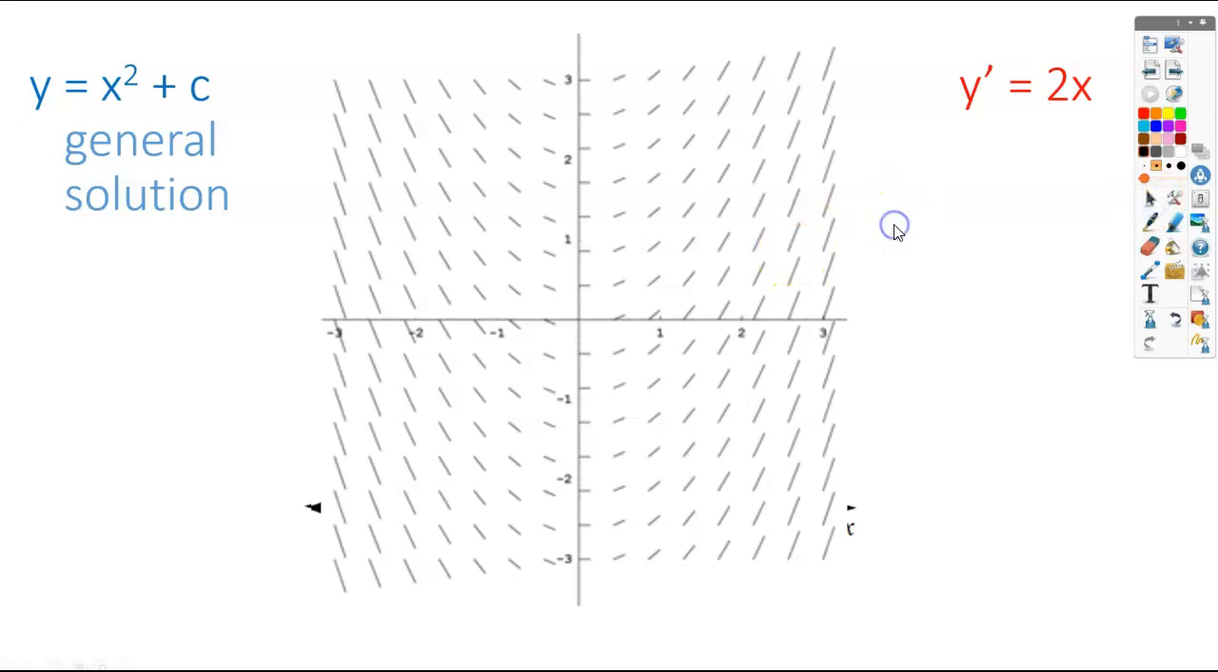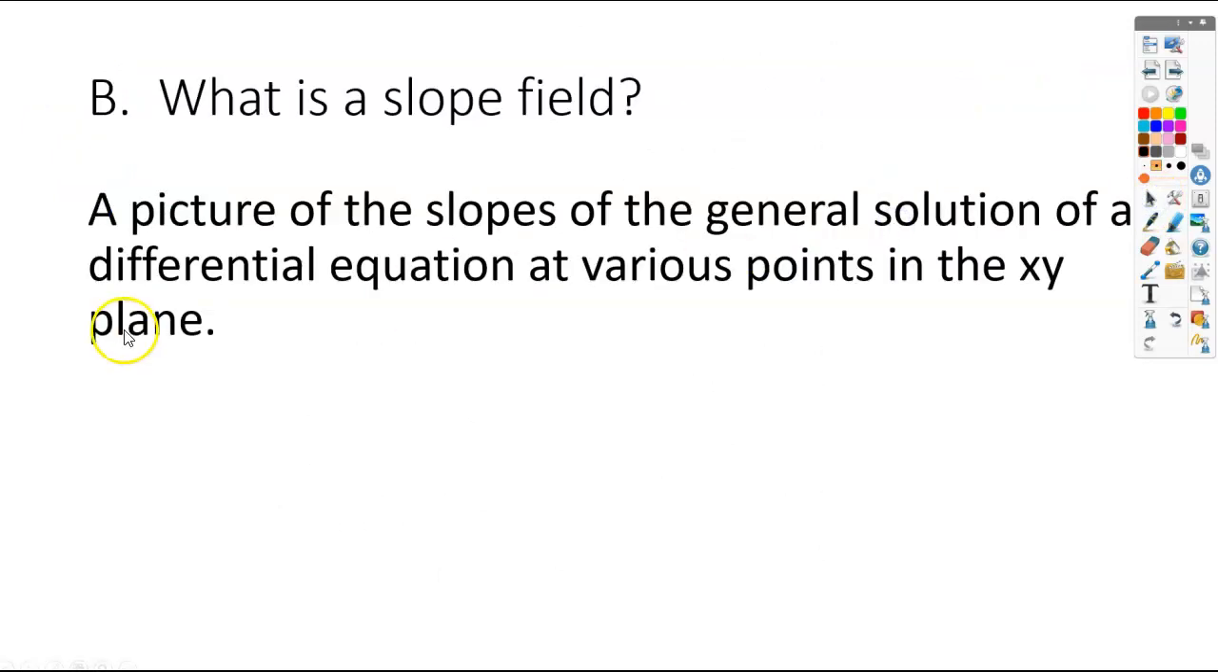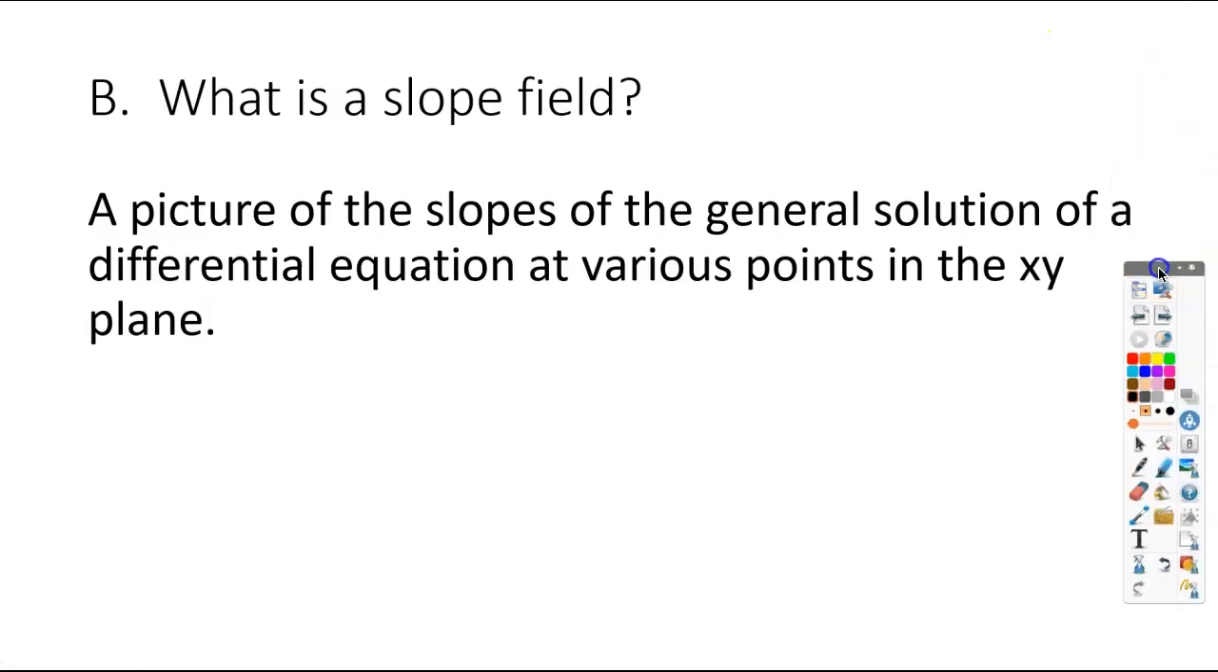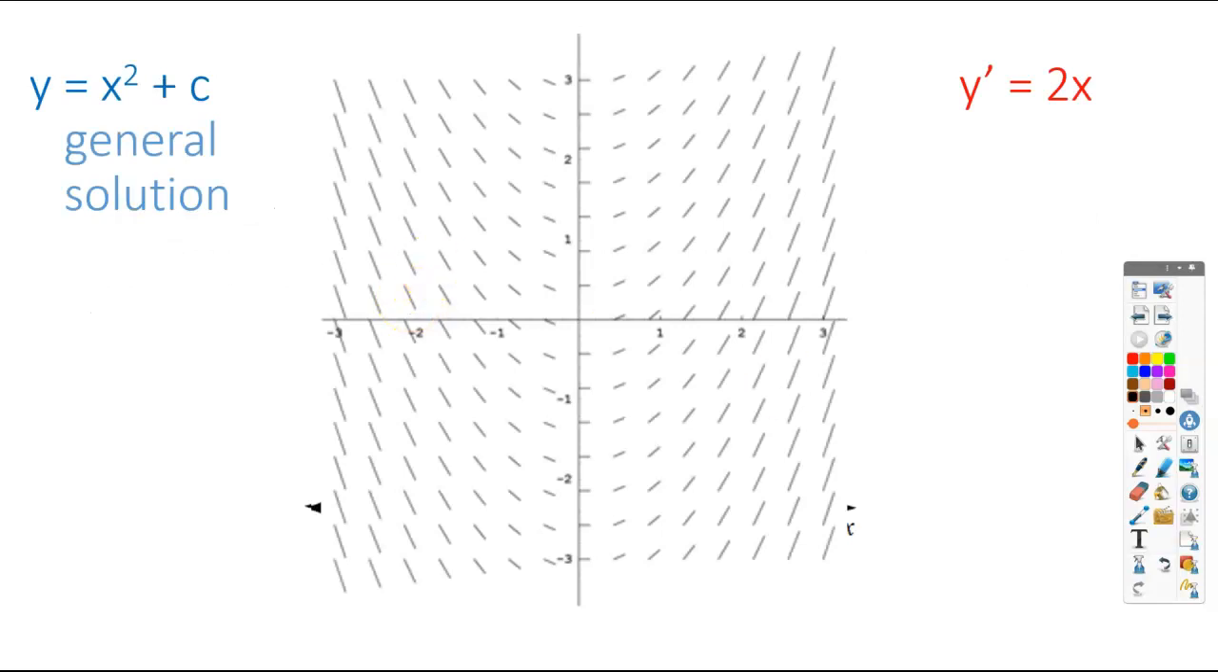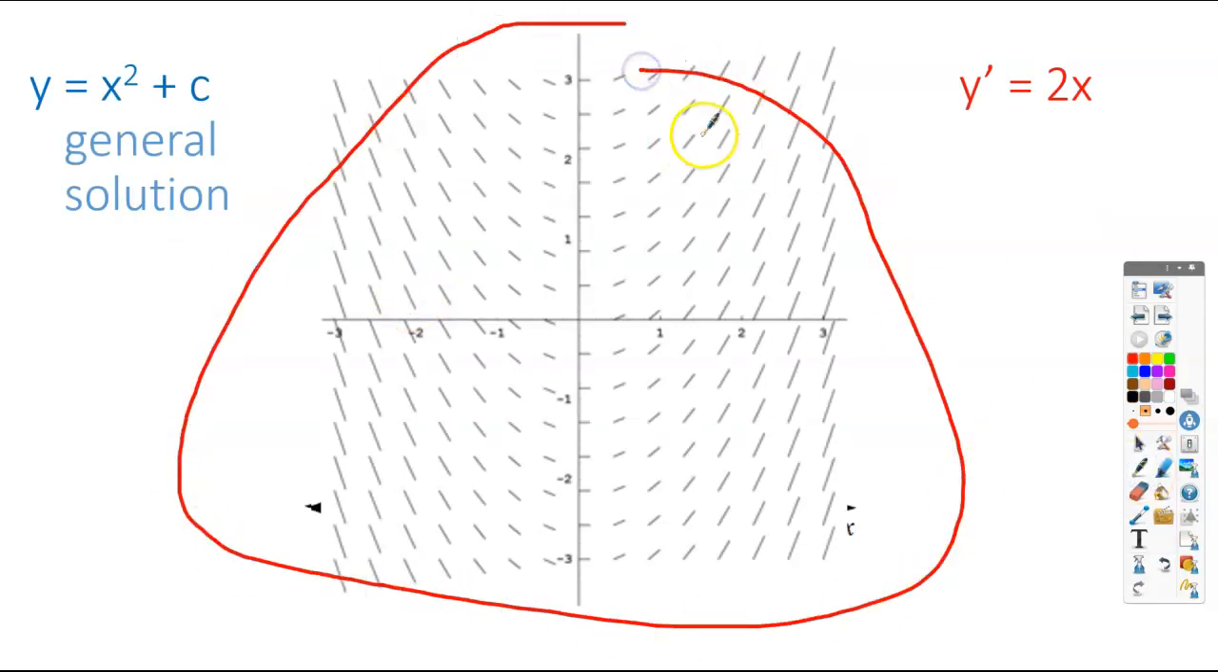Let's go ahead and formalize that with a definition. So what is a slope field? A slope field is a picture of the slopes of a general solution of a differential equation at various points in the xy plane. So back it up. It's a picture of all the slopes of a general solution.